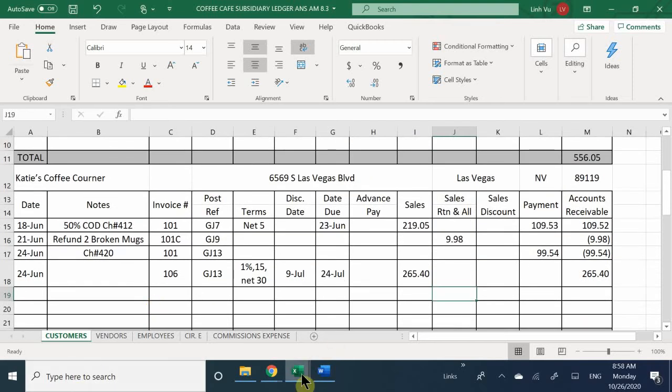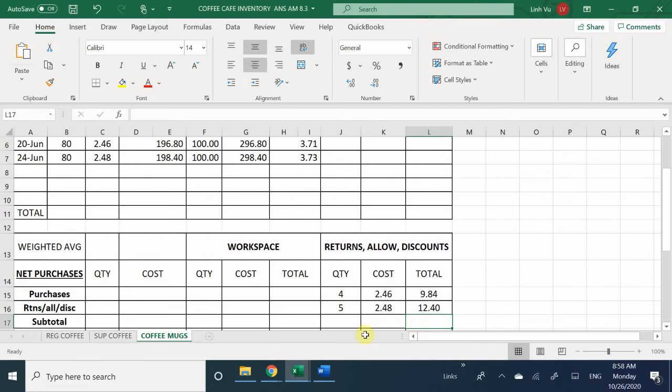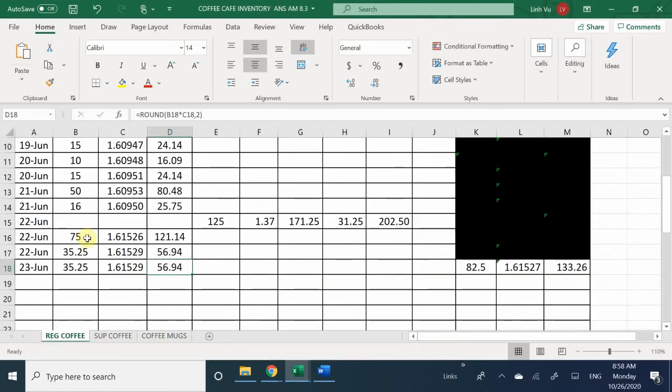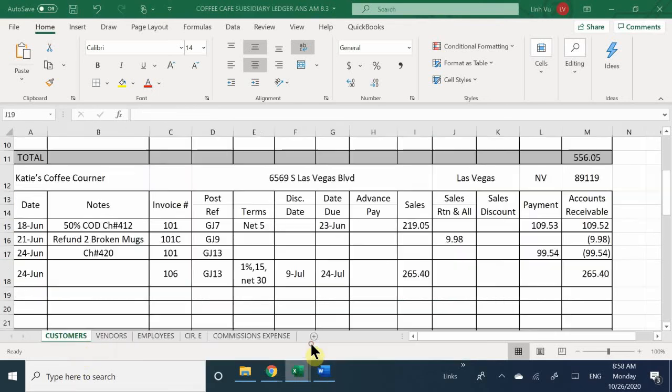Inventory. For the regular coffee, it's 265.43. Is it? Two six. Oh, 265.43. Thanks for correcting that. 265.43. Good.